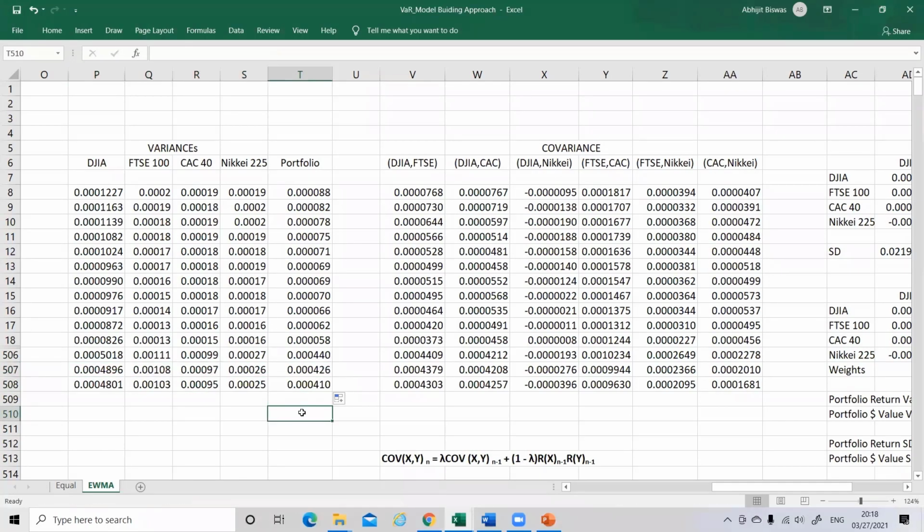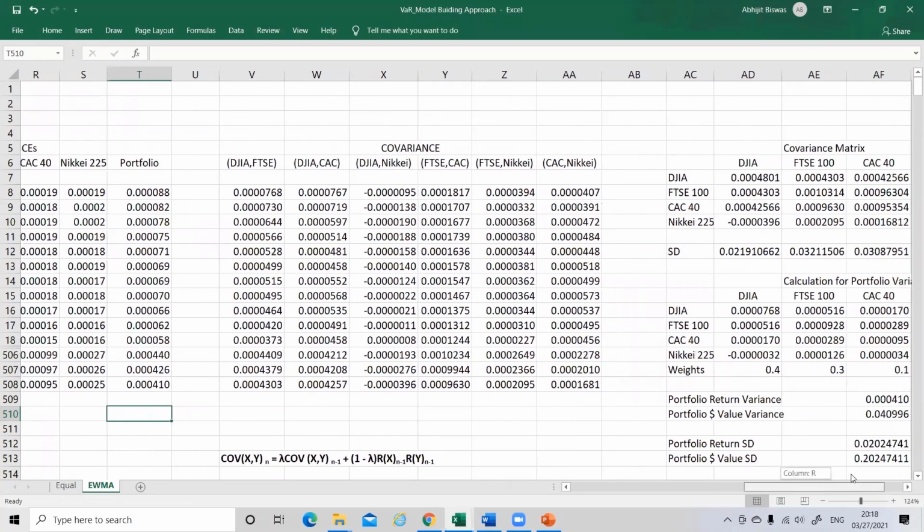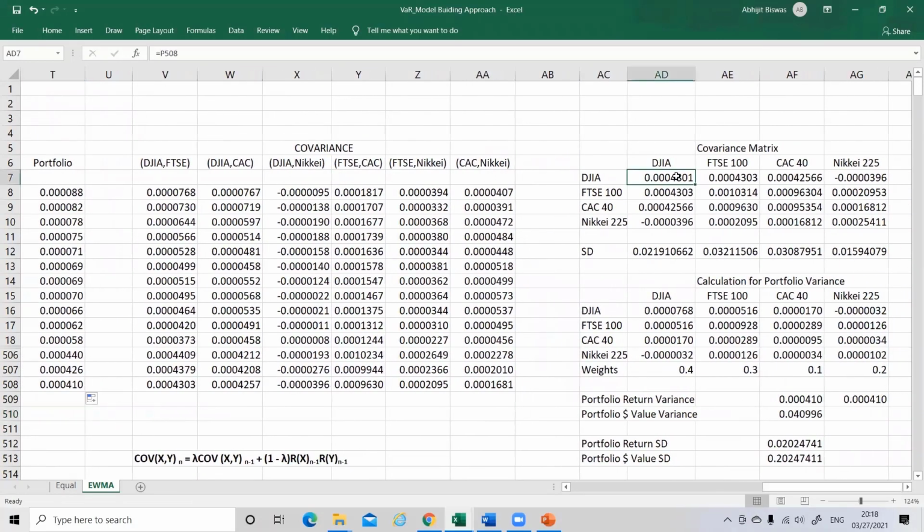Is it done? So now you come back here. So you see this is done. So here you just press equals to P507, sorry, P508 equals to P508. Okay, done? Yes or no? Good. Next.